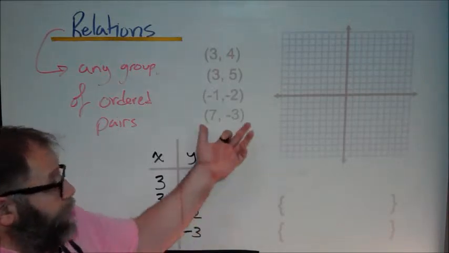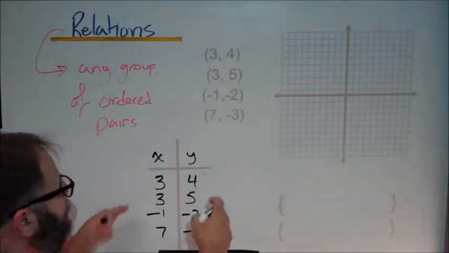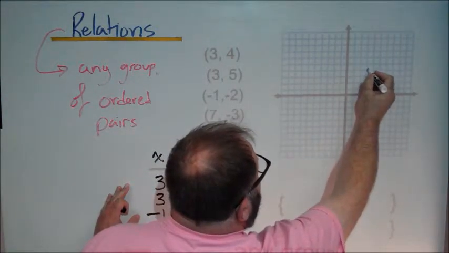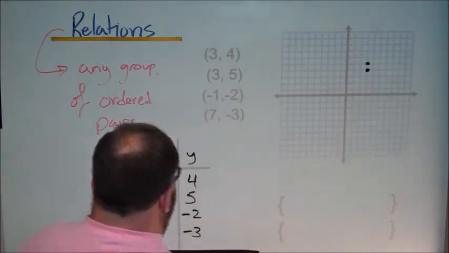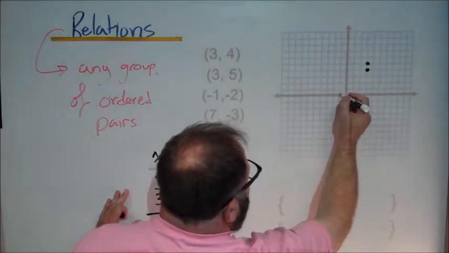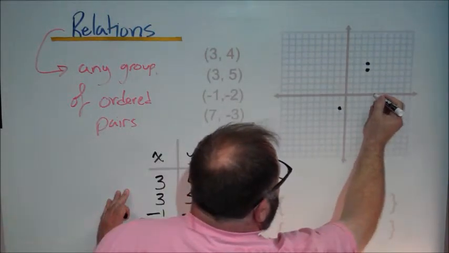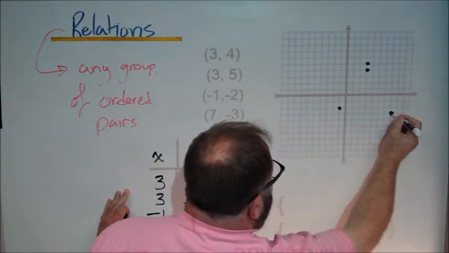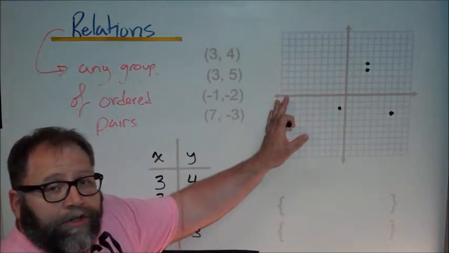Now with these, I can then graph that relation. So let's put that on our graph here. 3, 4. 3, 5 should be right above it. -1, -2, and 7, -3 is there. So now we've graphed our relation.